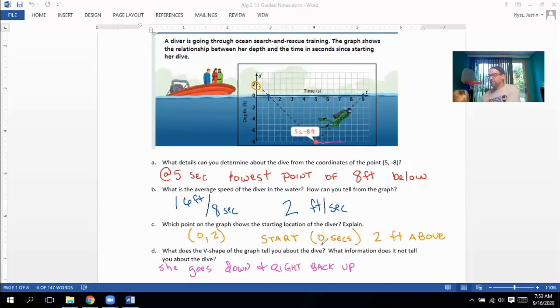Well, the one thing about this graph is it only represents time and depth. So if you think about it three-dimensionally, we don't know if she's jumping out of the boat, going down 8 feet, grabbing something, and coming right back up. We don't know if she's getting tossed out of the boat, going down 8 feet and then over, still going up. So she could go down like that.